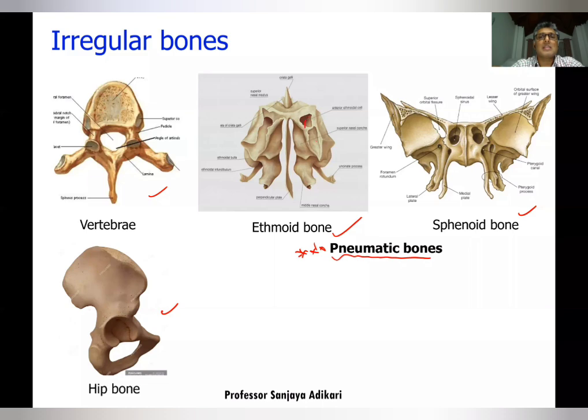Now you can see a lot of cavities here. These are called sinuses, air sinuses, for example in the sphenoid. So these bones are irregular for that purpose, because they have a lot of air cavities inside, which help with phonation, and with the increase in the temperature of air breathed in, all that.